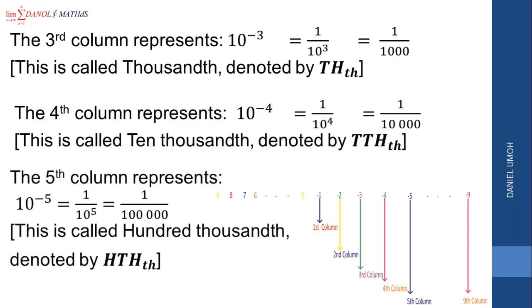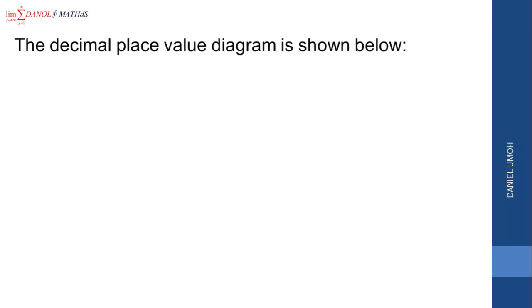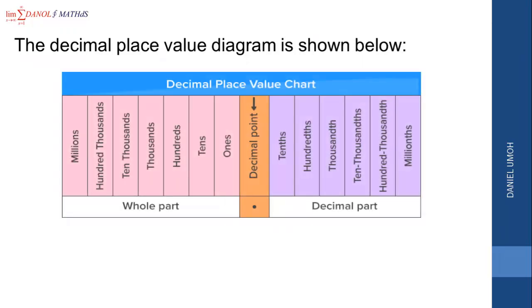The fifth column represents 10 raised to the power of -5. Of course, 10 raised to the power of -5 gives us 1 over 10 raised to the power of 5, which is equal to 1 over 100,000. This is usually called 100,000th, denoted by capital H, T, H, and then the small th, and so on. So the decimal place value diagram is shown below. Immediately after the decimal point, we have tenth, hundredth, thousandth, 10,000th, 100,000th, millionth, and so on.